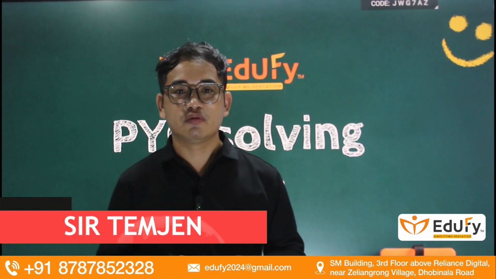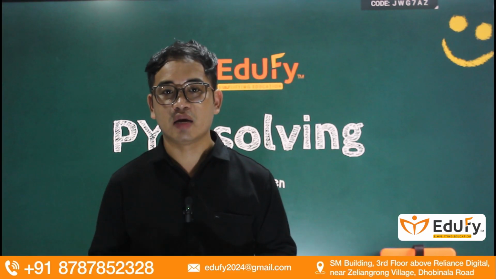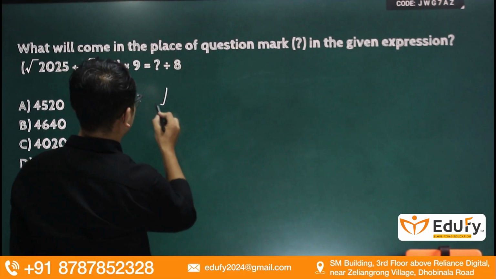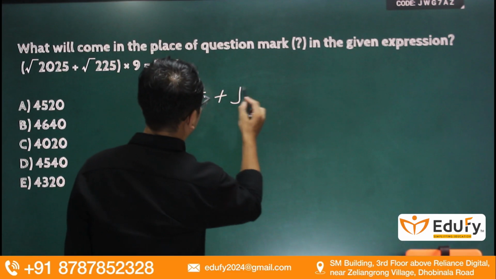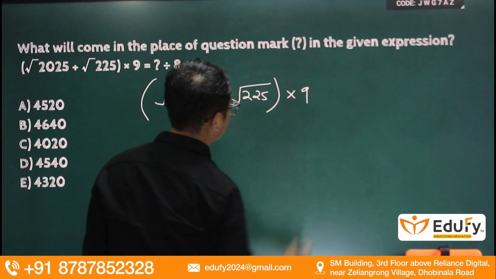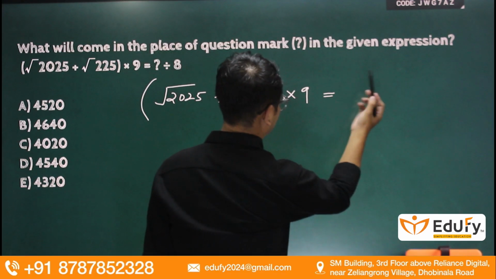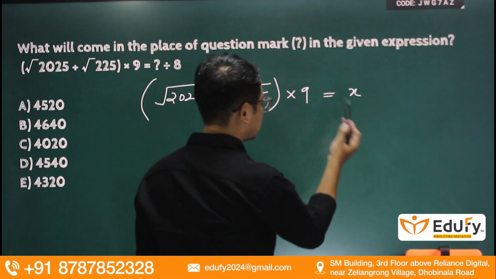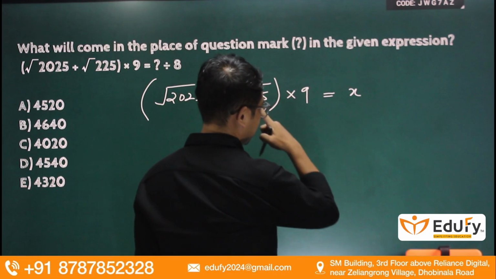Today we'll be discussing some of the PYQs that were recently asked in the IBPS Clerk exam. So let me write this expression: plus root over 225 multiplied by 9. And here we have the question mark. I will write this as a variable x. You can use the question mark as it is, but writing the x makes it easier to solve.